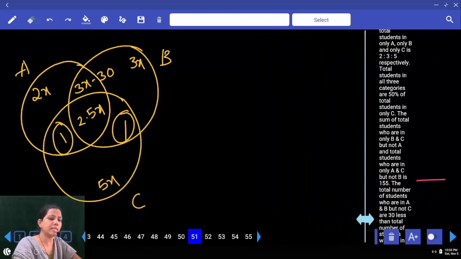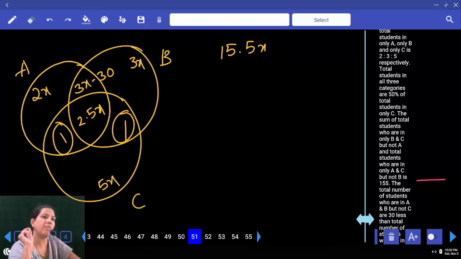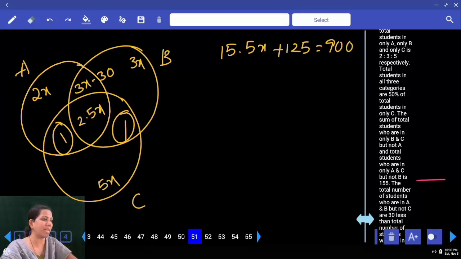What is 2x, 3x, 5x value? 8x, sorry, 10x. 10x plus 3x, 13x, plus 2.5x, that is 15.5x. We are talking about x's here. 15.5x minus 30. But the sum of these two is equal to 155. Minus 30 plus 155, what is the value? Plus 125 is equal to 900. That's it, right? -30 + 155 + 125.